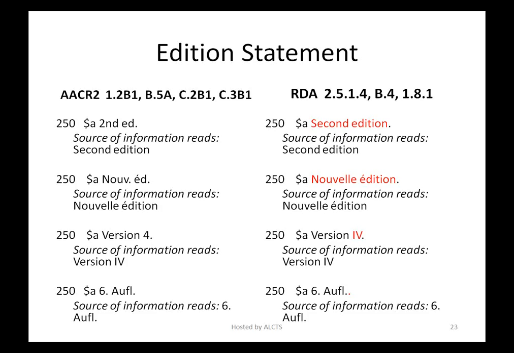Abbreviation Nouvelle Edition gets spelled out completely. Roman numerals will now be recorded as Roman numerals. But again, in the last example, you can see if you have an abbreviated form that's found on the item, you record that in the abbreviated form. Note on the right of that fourth example, you see that there's a second period, and this is a change in the ISBD that's generated a lot of controversy.